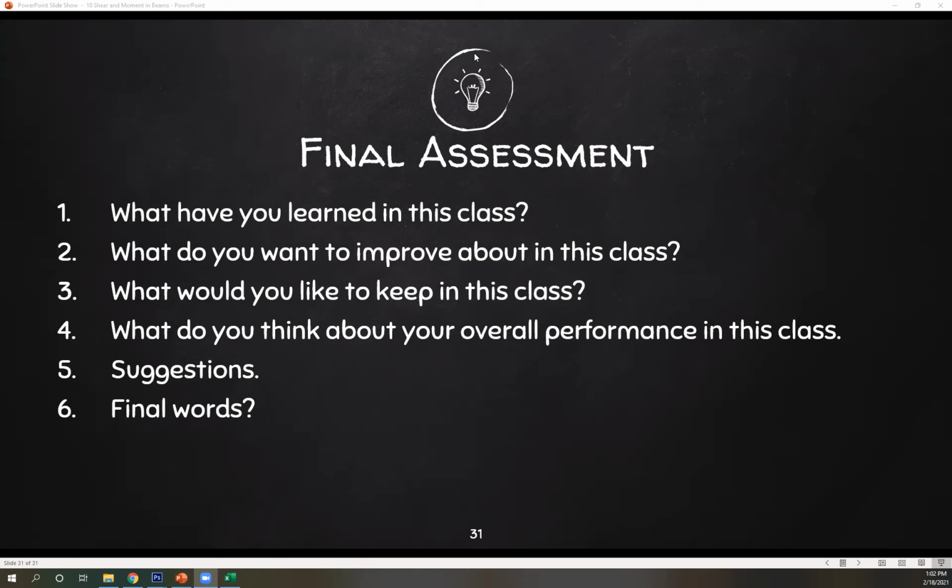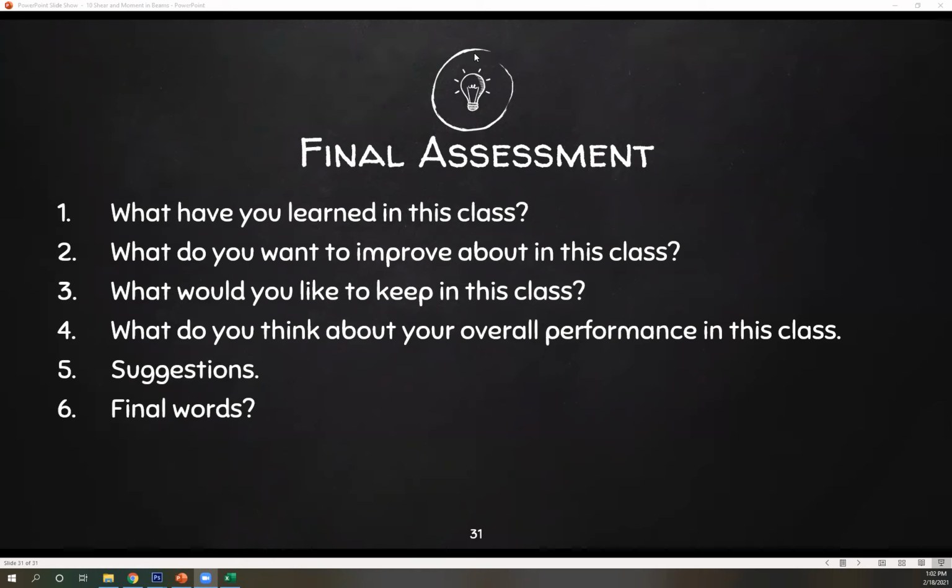Next, what do you think about your overall performance in this class? The only thing that's missing now is your modular exam and your project, which is due tomorrow. And then your modular exam on Saturday. So far, what do you think? Are you doing well? Do you think you could have done better?